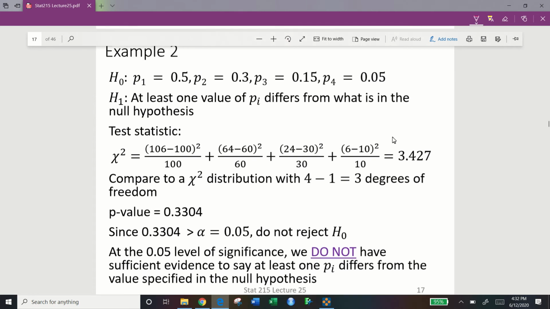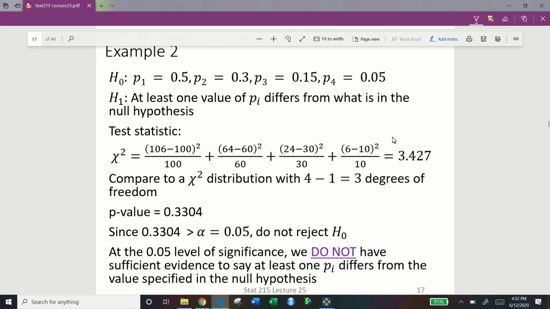So once again, we know that our null hypothesis is P1 equal to 0.5, P2 equal to 0.3, P3 equal to 0.15, and P4 equal to 0.05. Our alternative hypothesis states that at least one value of Pi differs from what is stated in the null hypothesis.